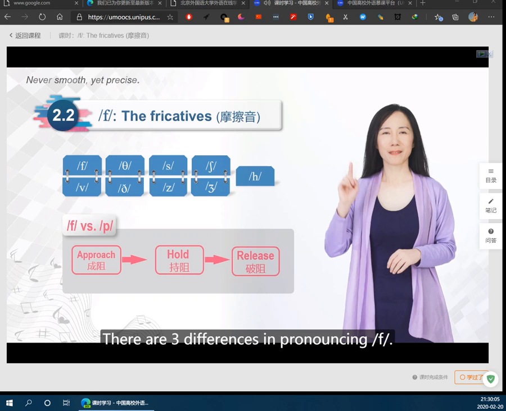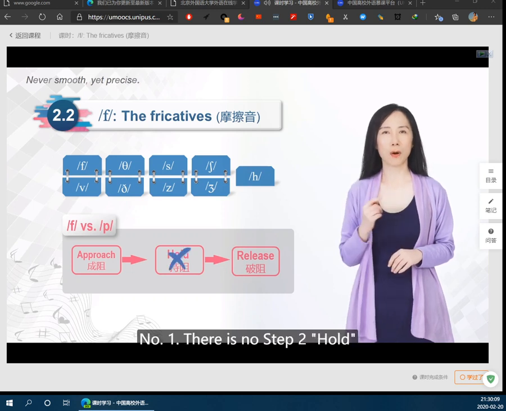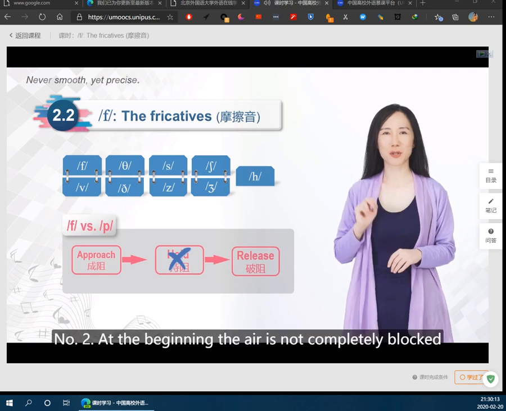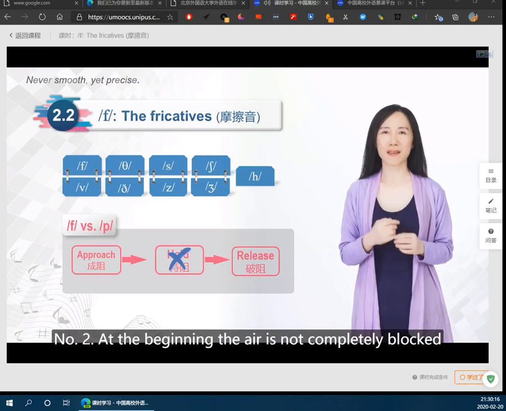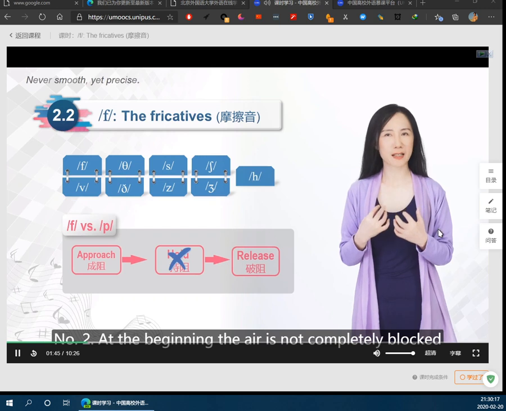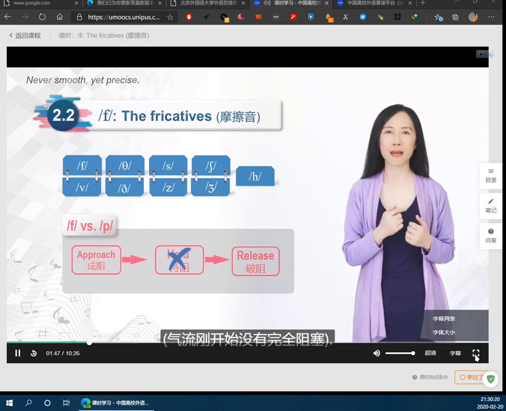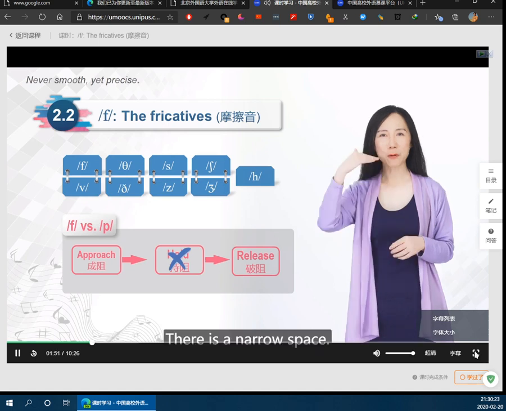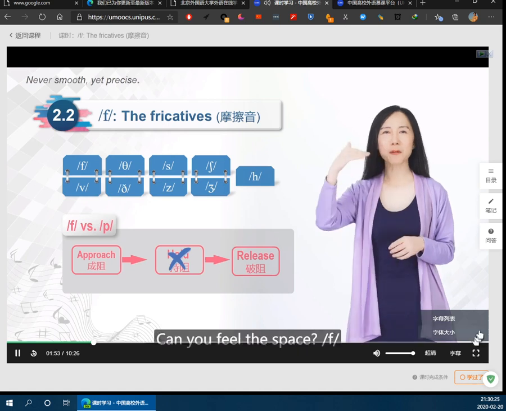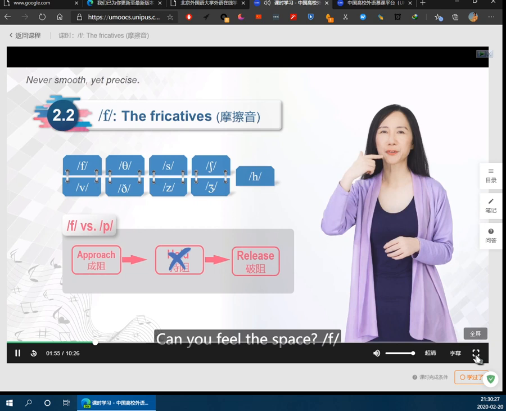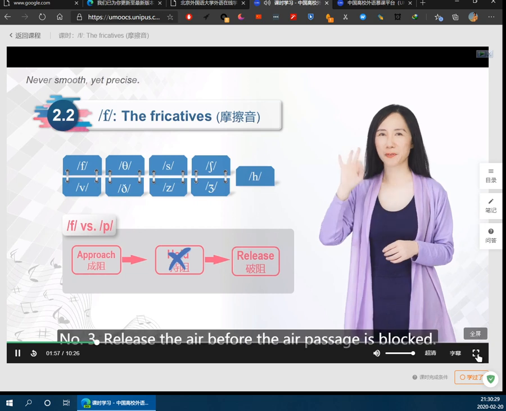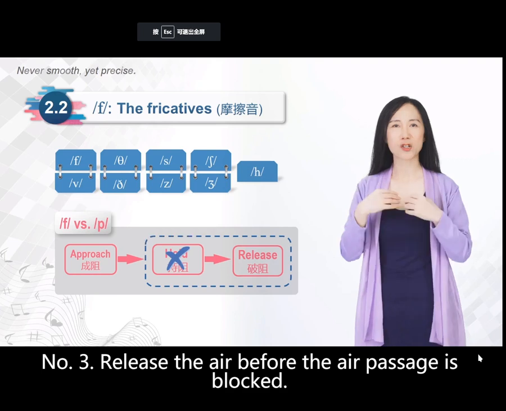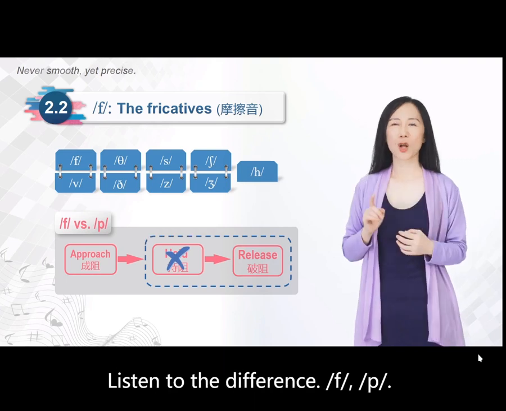Number 1. There is no step 2, hold. 没有持阻这个过程. Number 2. At the beginning, the air is not completely blocked. 气流刚开始没有完全阻塞. There is a narrow space. Can you feel the space? Number 3. Release the air before the air passage is blocked. Listen to the difference.